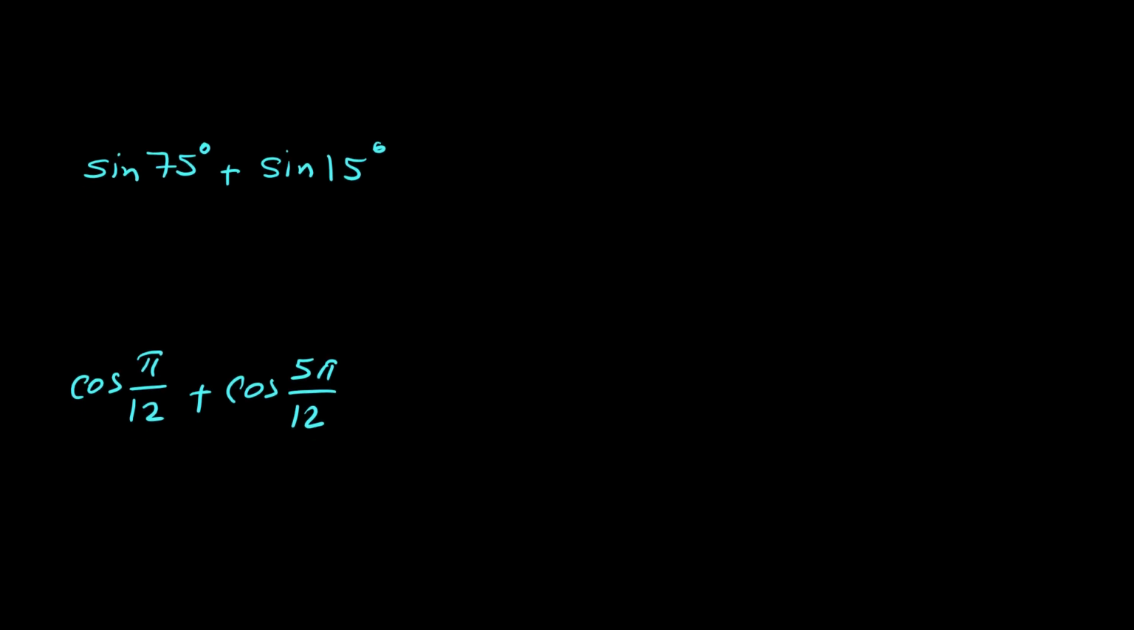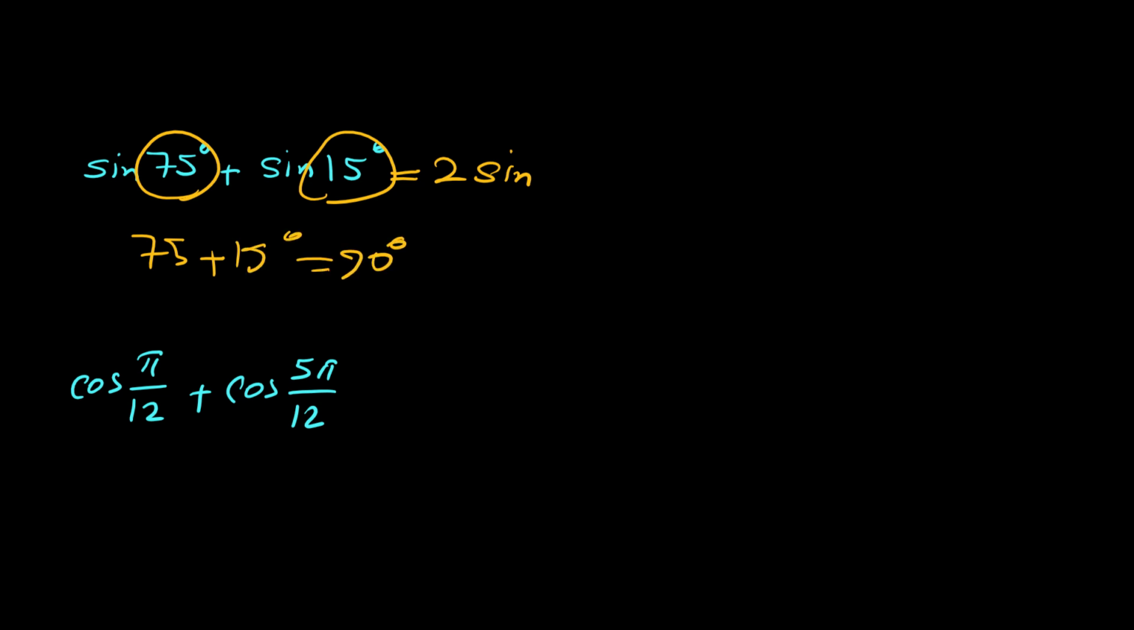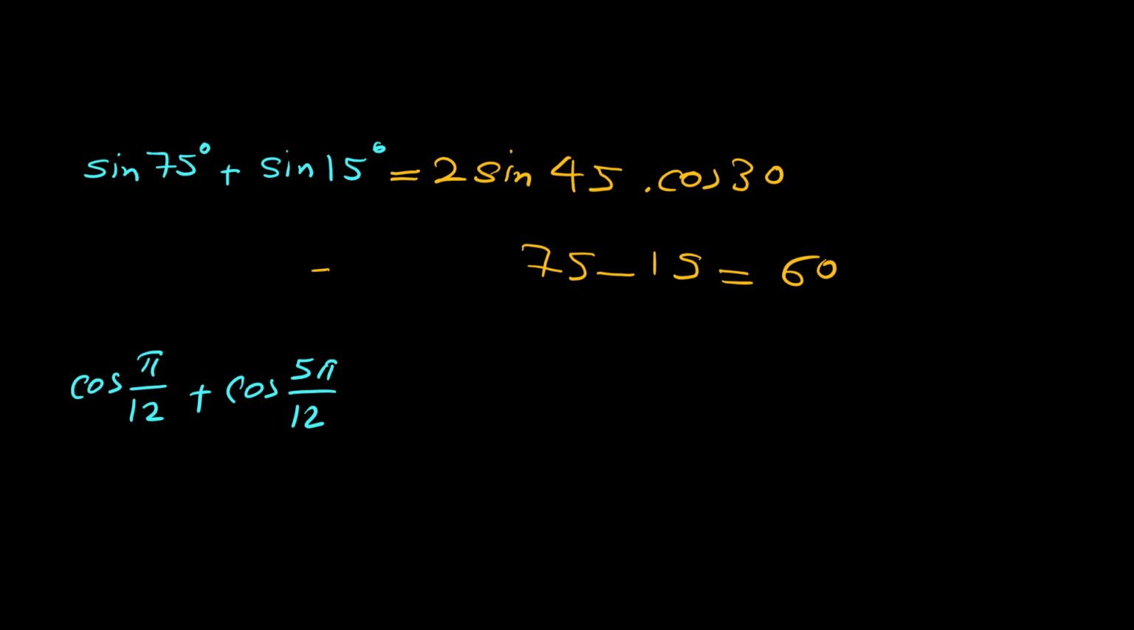Let's see how it works. This equals 2 sine of the sum of the angles. 75 plus 15 is 90, divided by 2 would be 45. So 2 sine of 45 times cosine of the difference. 75 minus 15 is 60, divided by 2 would be 30. So this equals 2 sine of 45 cosine of 30.